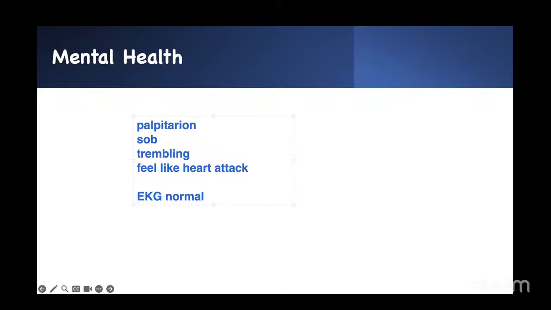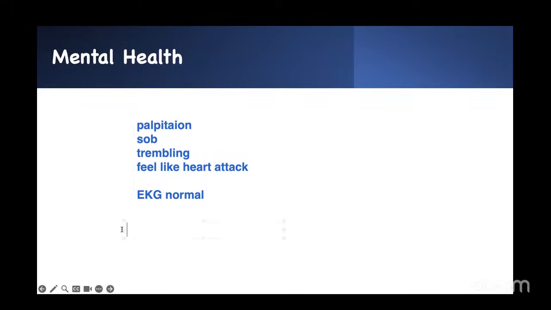Same patient came to the emergency room, now having heart palpitations, shortness of breath, trembling, and feels like she's having a heart attack. They did the EKG. Everything is fine. Somebody who is psychotic came in and is showing these signs. What mental health diagnosis do you think this patient is now showing? What disorder is that? Palpitation, shortness of breath, trembling. I feel like I'm having a heart attack, but nothing was found. What is wrong with this patient?